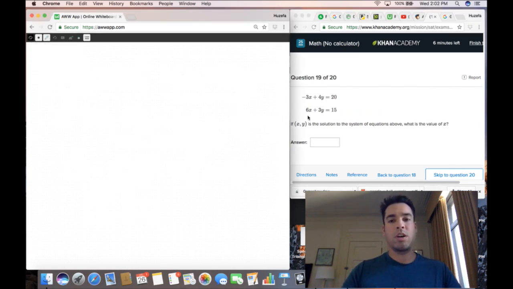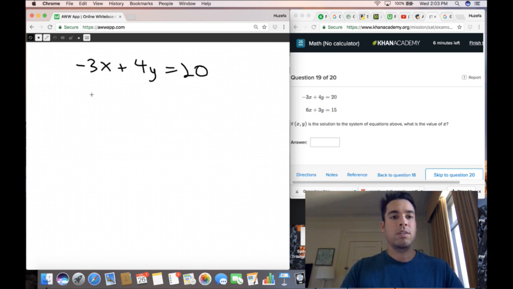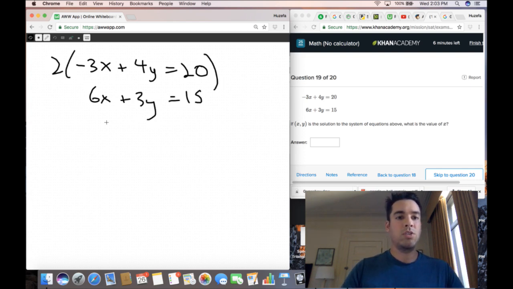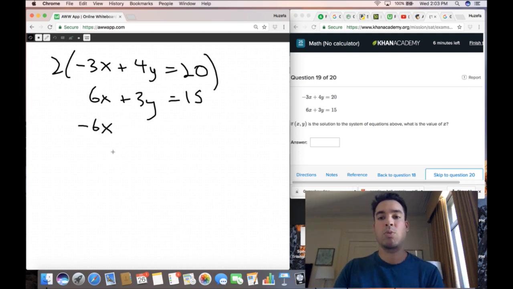2 questions left, so we are actually doing pretty good. So negative 3x plus 4y equals 20. It's a system of equations. What is the value of x? Negative 3x plus 4y equals 20, and 6x plus 3y equals 15. I'm going to do elimination on this because it'll be easier. So this becomes negative 6x, right? I'm matching up one of the terms. It's probably best to match up the y's, to be honest, but it's so easy to match up the x's here. I'm just going to do it this way.